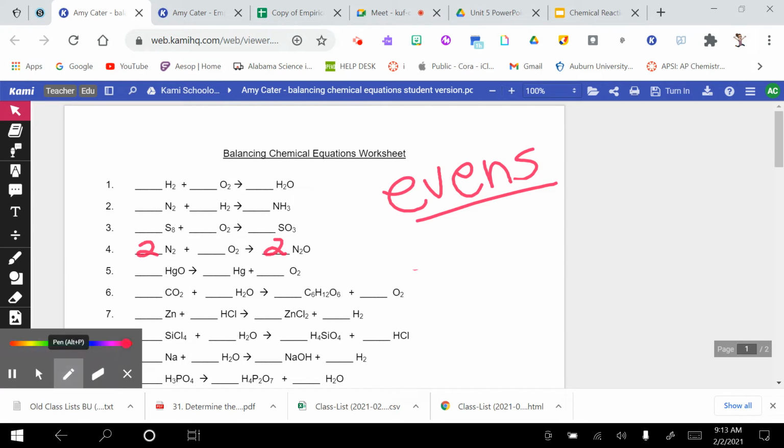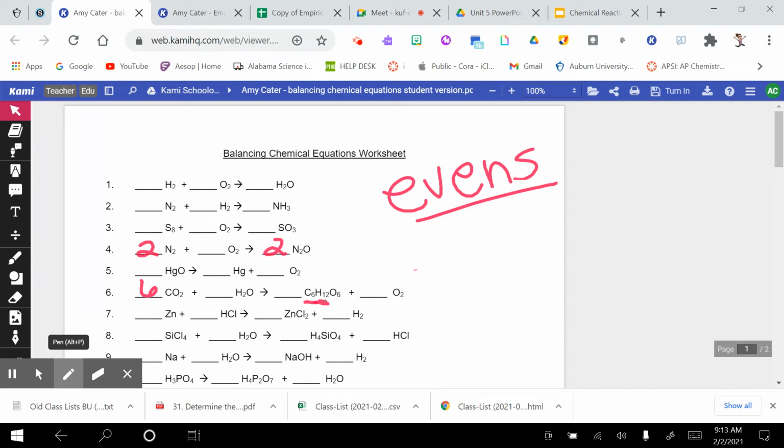Pick an element that you want to balance first. It really doesn't matter which one. If I want to balance carbons first, I got 6 carbons here, I need to put a 6 right there. Okay? Now let's find another element to balance. Let's do the hydrogens. Here I have 12 hydrogens, but over here I only have 2.